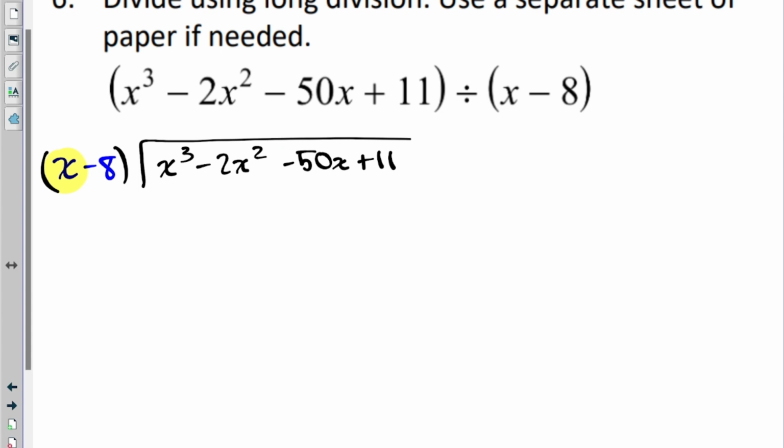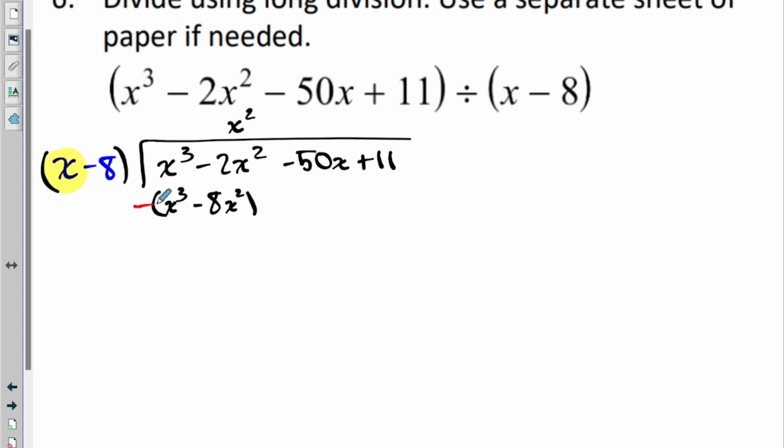x times what gets me to x cubed? Well, that's just x squared, right? So x times x squared gets me here. And so now what we do is we take this, and just like in long division, we now multiply it by the thing we're dividing by, which would be x times x squared, x cubed, and x squared minus 8, which is minus 8x squared.